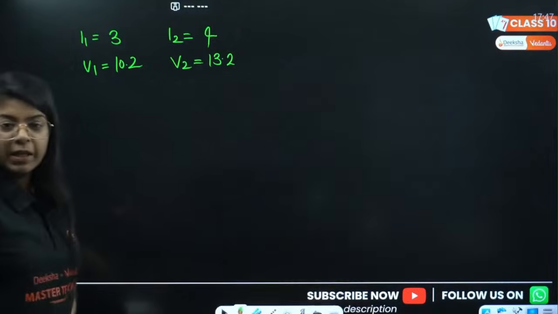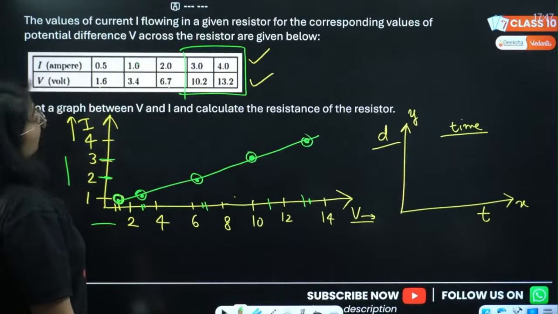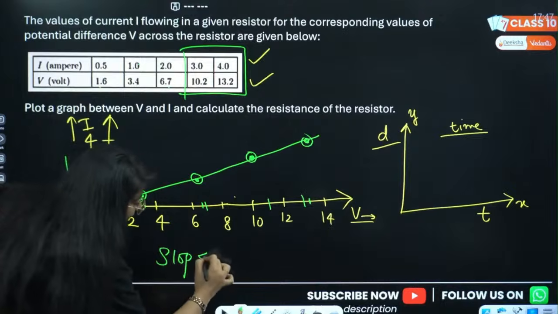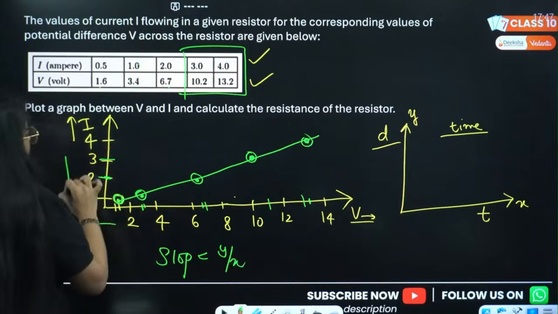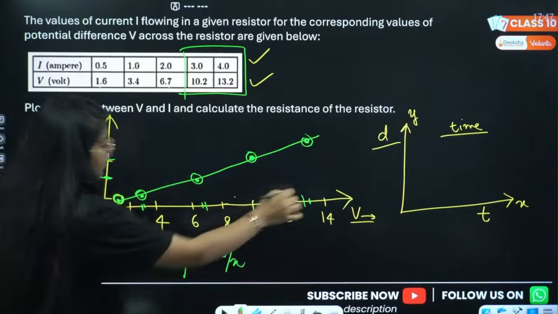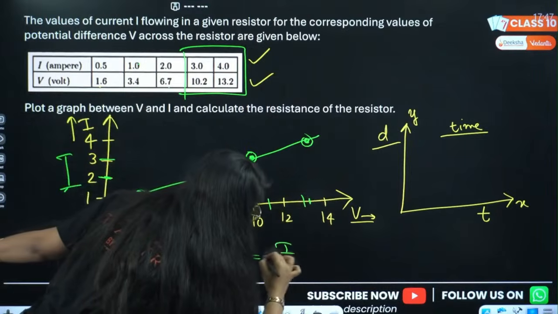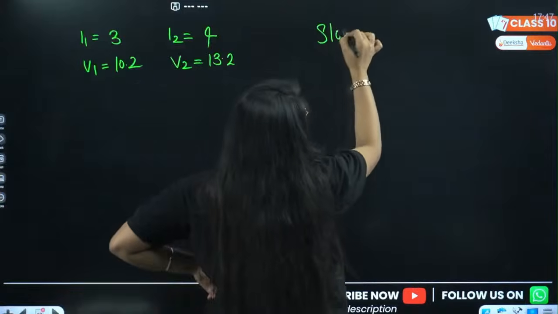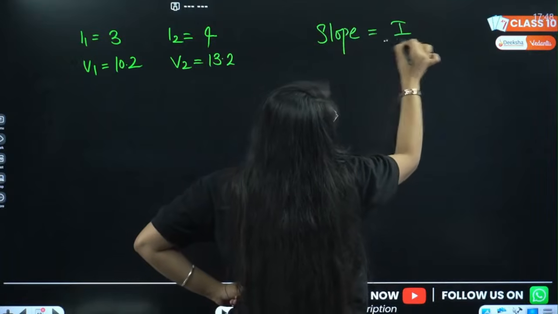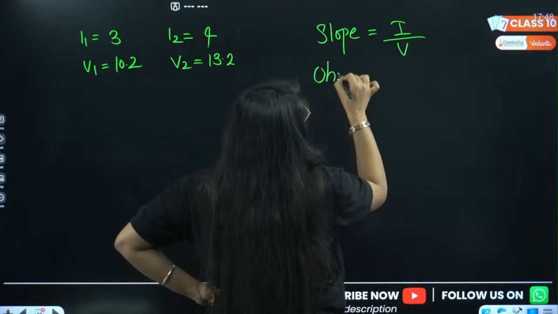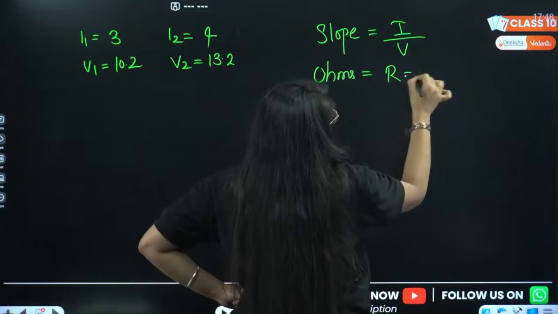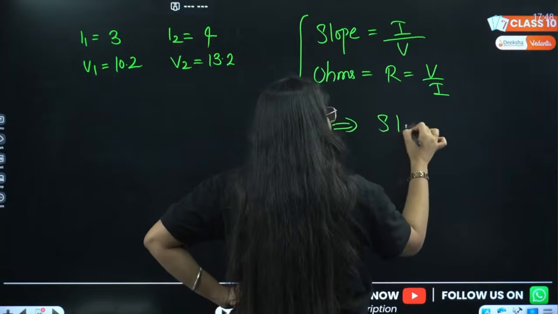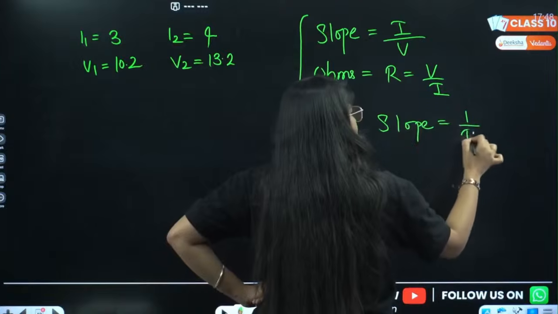Let me explain it again. Normally the slope of this graph will be y by x, right? Now y is I and x is V. So the slope of this particular graph that is given to us is I divided by V. But from Ohm's law, we know that R equals V divided by I. So from these two equations, the slope is 1 by R.